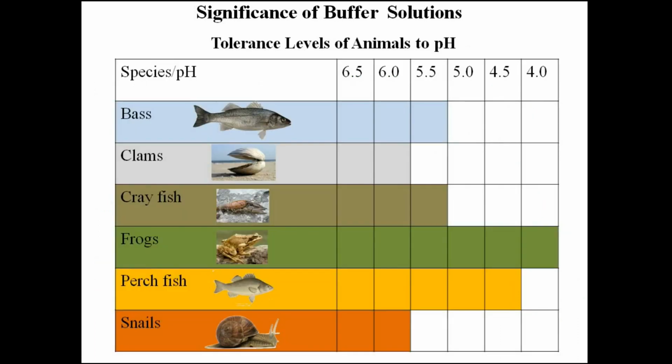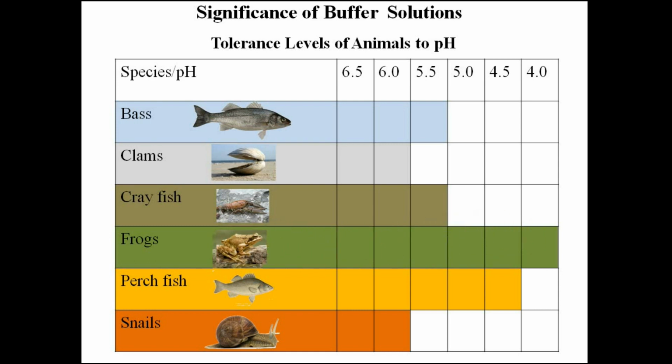And again, here we can see the tolerance levels of different aquatic animals to the pH. In the case of sea bass, it can live within 5.5 to 6.5 pH. In the case of mussels and clams, they live in a very limited pH, like 6 to 6.5, even 7 is okay. For crayfish, they can live between 5.5 to 6.5.